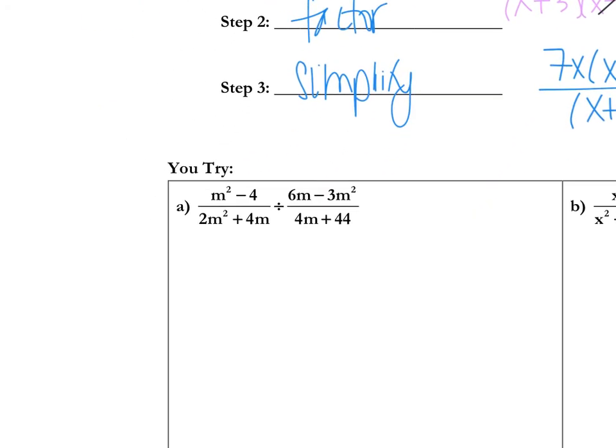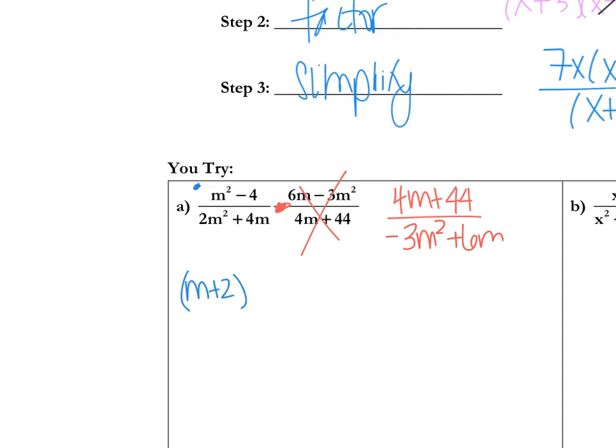All right, so let's take a look at example A. So once again, first thing we're going to do is we're going to switch that operation and then flip the second fraction. But notice that when you flip it, make sure that everything's in descending order. So look right here. That is not in descending order. So I'm going to go ahead and change that before I even try to do any factoring.